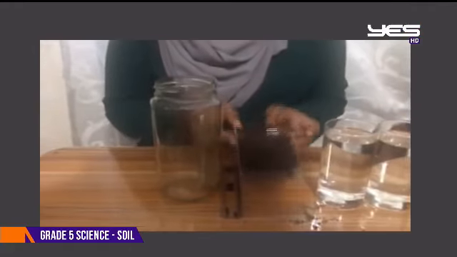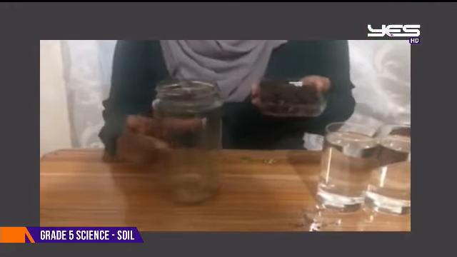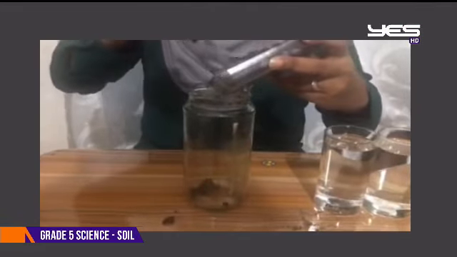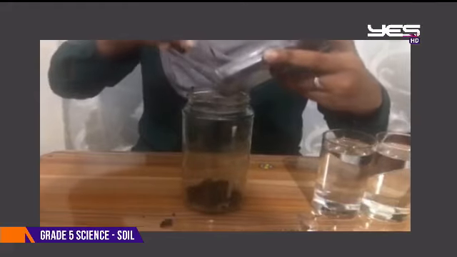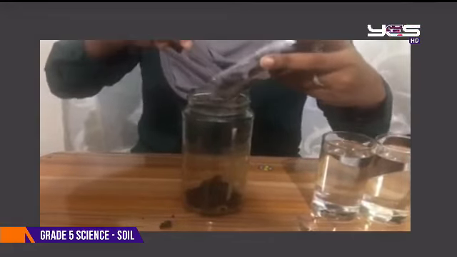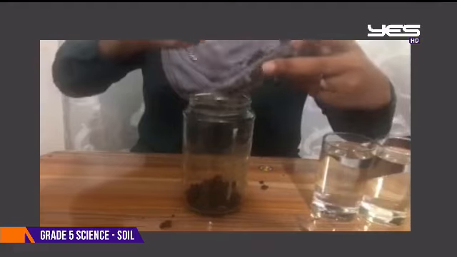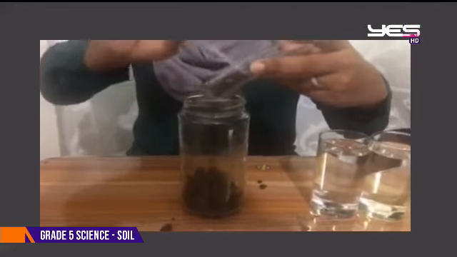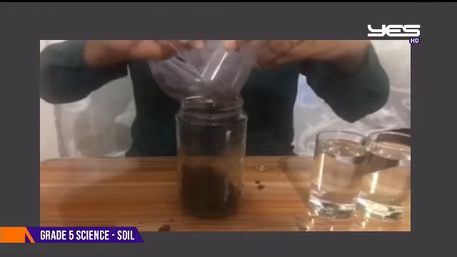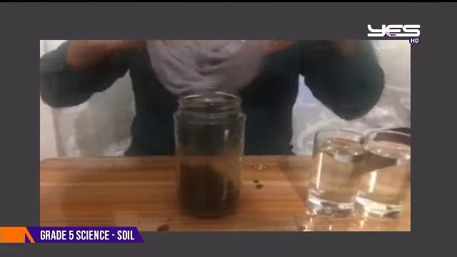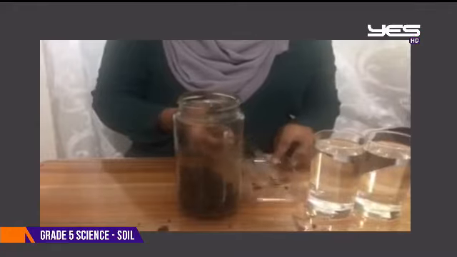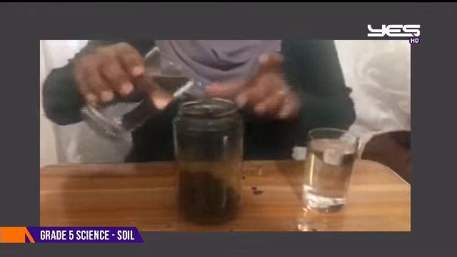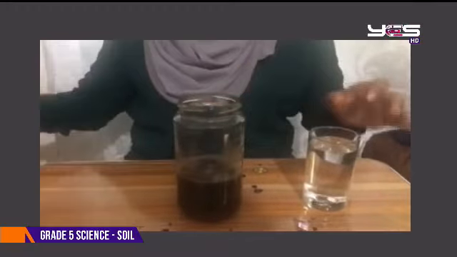First, I'm going to pour all the soil into this jar. It will create a little bit of mess, but that's okay. After I put all the sand into this jar, next I'm going to put in the water. I have 2 glasses of water. I'm going to pour 1 glass.